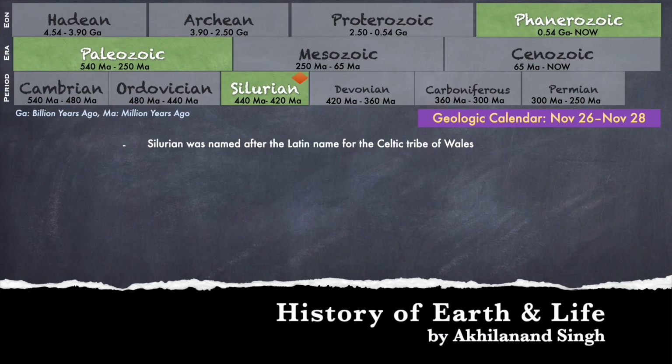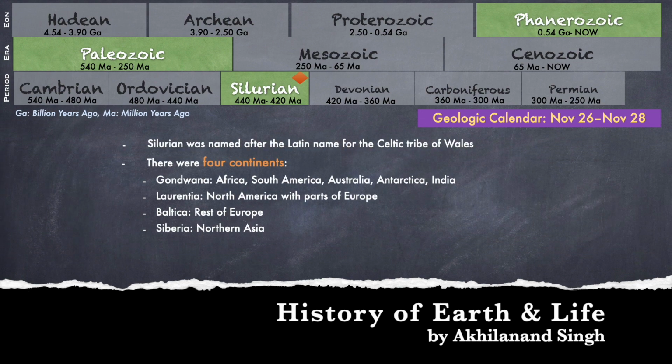With this, we come to the Silurian period of the Paleozoic era, whose time span is 440 million years ago to 420 million years ago. In the geologic calendar, it is shown as the time between November 26th and November 28th. Silurian was named after the Latin name for the Celtic tribe of Wales.